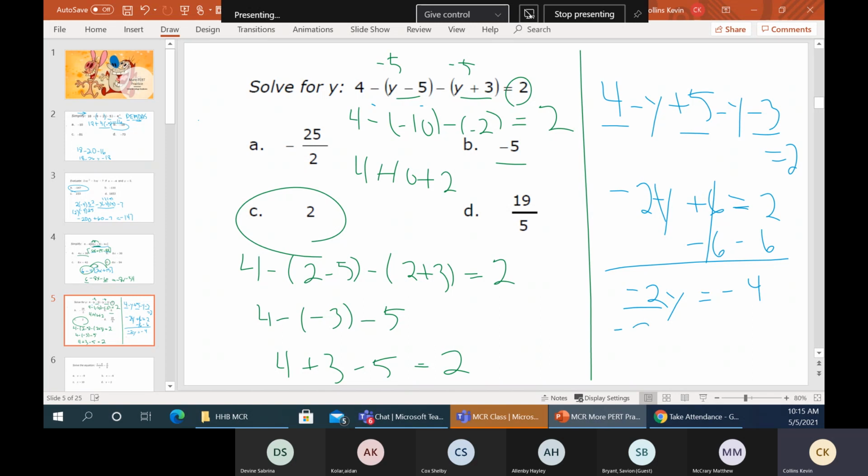Divide both sides by minus 2. That gives me y equals 4 divided by 2, which is 2. The negatives cancel out, so y equals 2. You can get it that way as well.